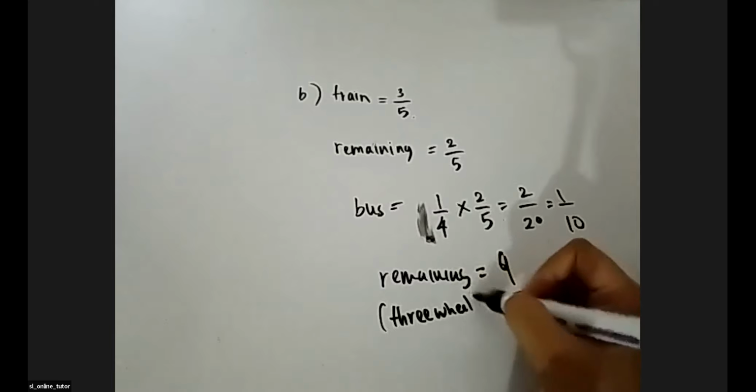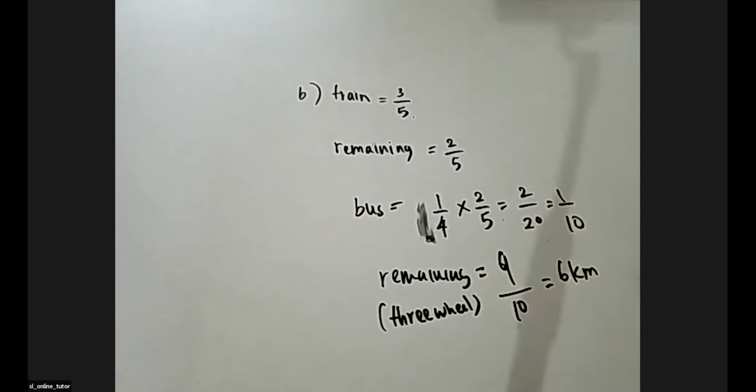They're asking for the total distance. So tell me, if 9 by 10 is 6 kilometers, what is 1 by 10?